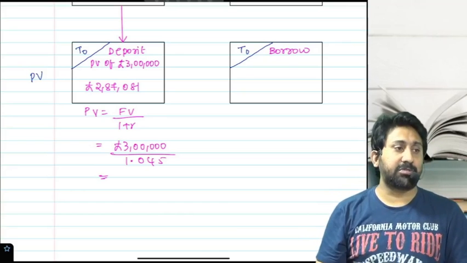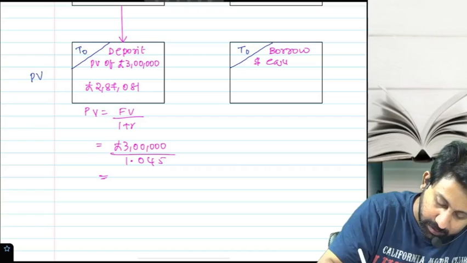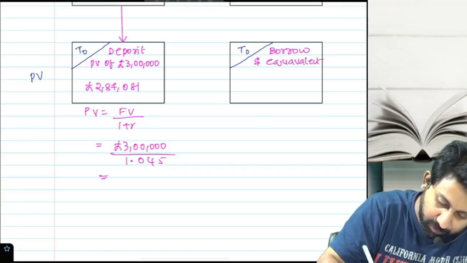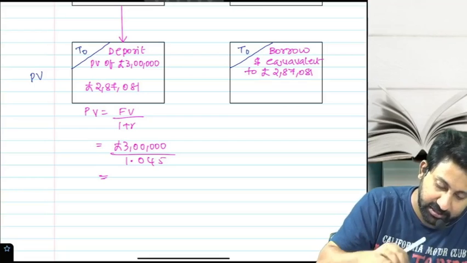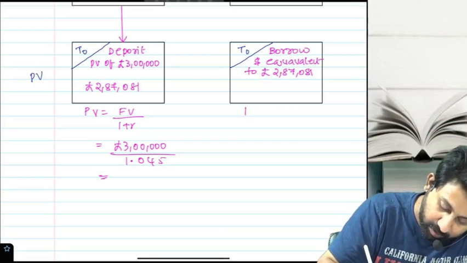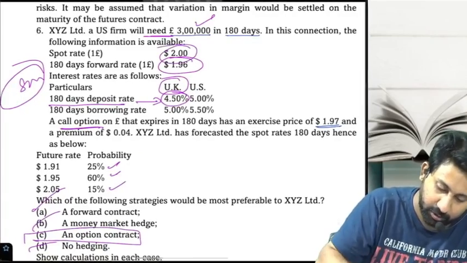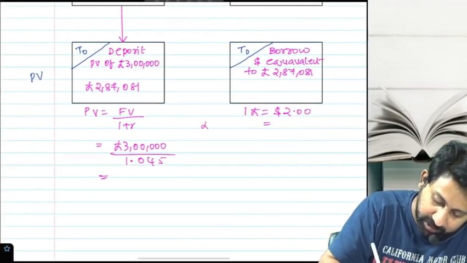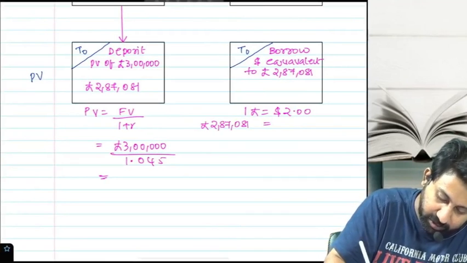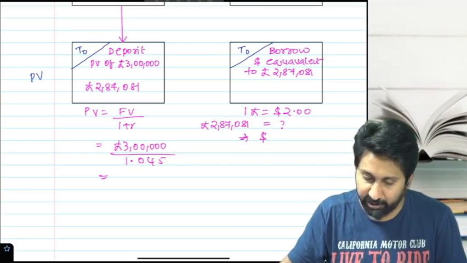How can you deposit 2,87,081? You will borrow dollars equivalent to pounds 287,081. So today, tell me, what is the dollar rate at the spot? T0 means spot. 1 pound equals how many dollars? The spot rate is 2. How many pounds do you need? 287,081. Means how many dollars? 287,081 into 2.